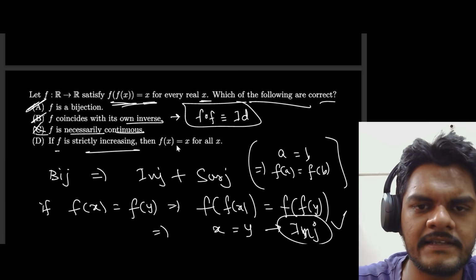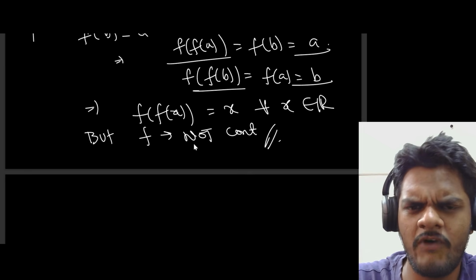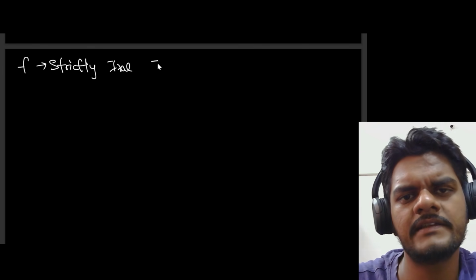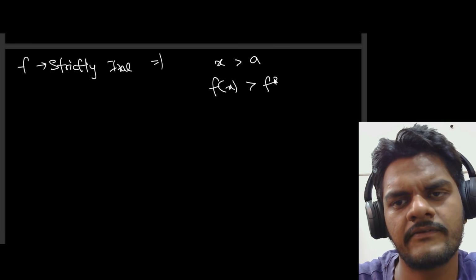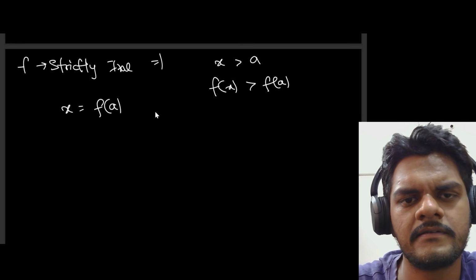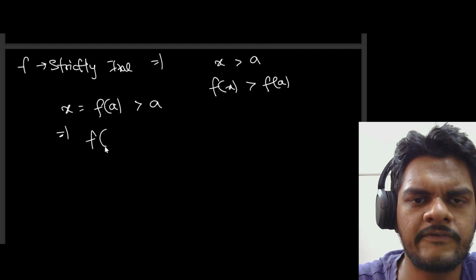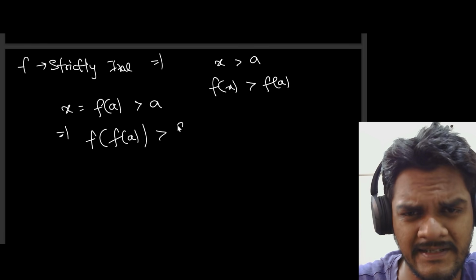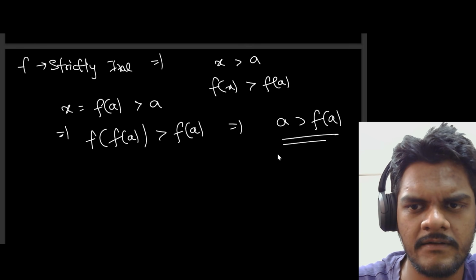If f is strictly increasing, then f of x is equal to x. Wow. F is strictly increasing. When does that happen? That means if x is greater than a, f of x is greater than f of a. What if x is equal to f of a? Say f of a is greater than a. That will imply f of a, which is f of x, is greater than f of a. But that will imply a is greater than f of a. Not possible.